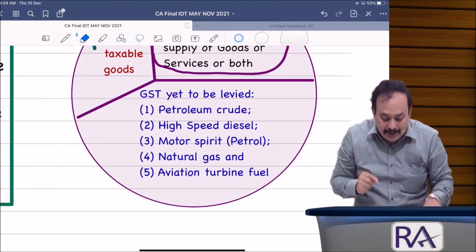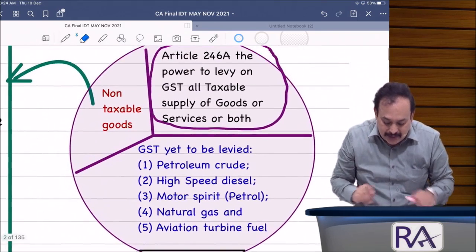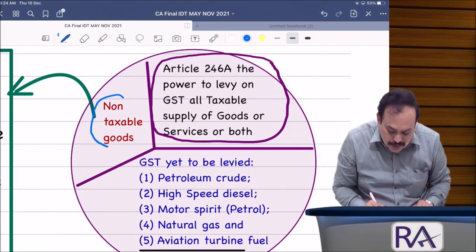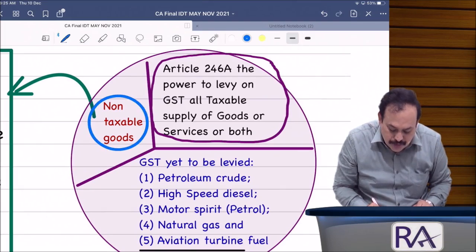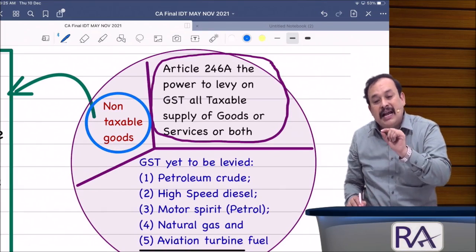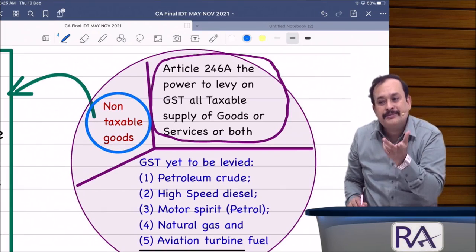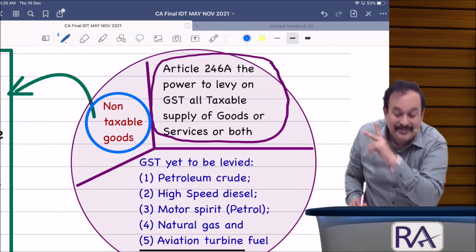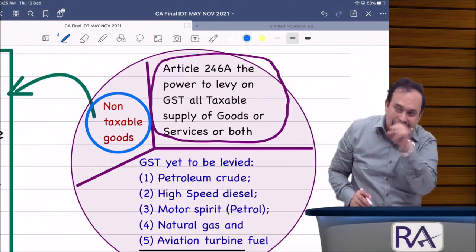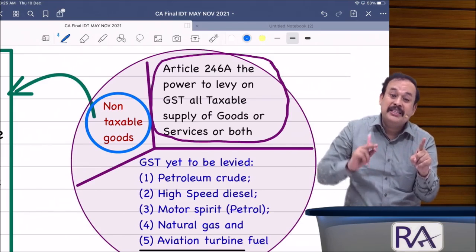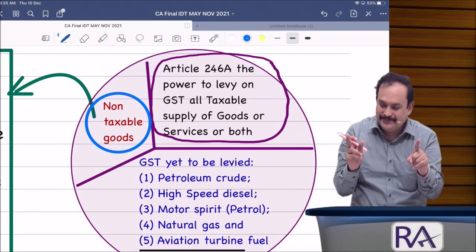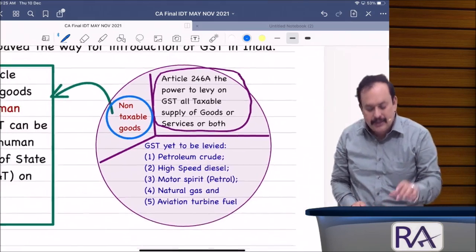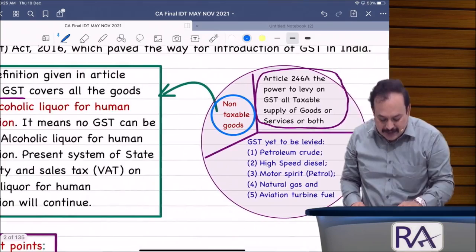Whereas non-taxable goods, my dear, are those goods on which tax cannot be levied just by notification, unless a constitutional amendment takes place. There is an exact difference between non-taxable goods and goods for which tax is yet to be levied. Is that clear, sir? Having this concept, let us move further.